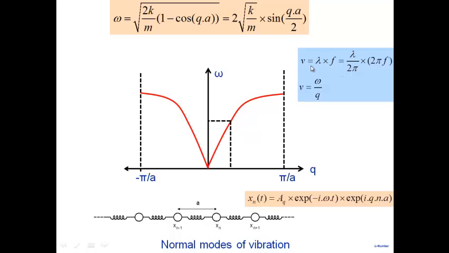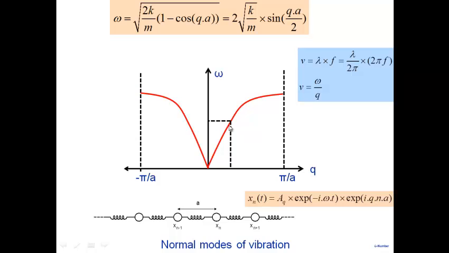All of you remember this relationship for a sound wave, or any wave, that velocity is equal to lambda into f, right? Lambda I can write as lambda by 2 pi multiplied by 2 pi f. So 2 pi f is omega, and 2 pi by lambda, I'm calling it the wave vector, so we call it q.